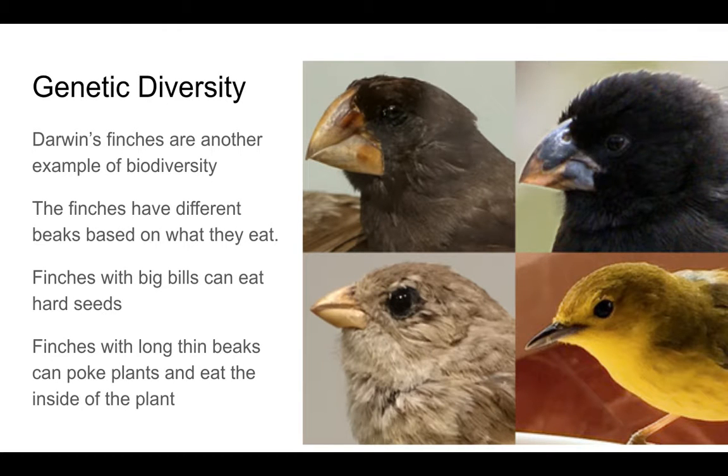Another really cool one is Darwin's finches. So Darwin is Charles Darwin. And in the 1800s, he was the one who really came up with this idea of evolution. He's got a few famous books about evolution. And he studied finches as well as other things in the Galapagos Islands. And he noticed how they had many different beaks. And this is an example of genetic diversity.